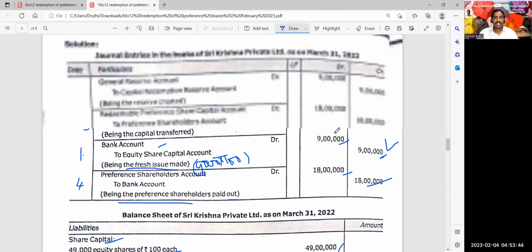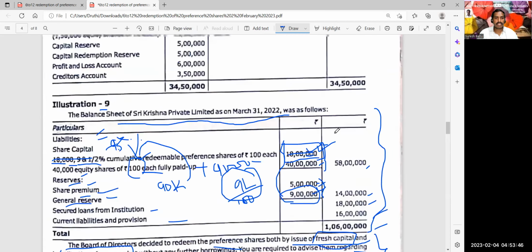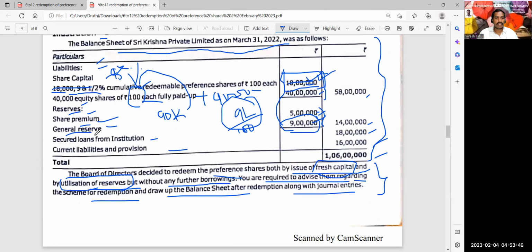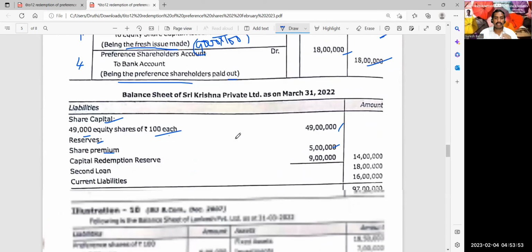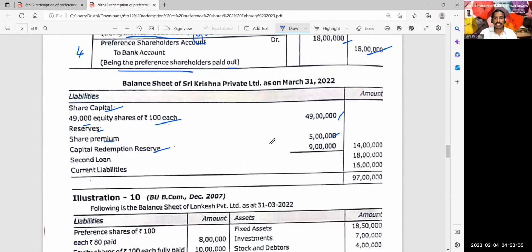Then there is capital redemption reserve which we have created by writing the journal entries. Okay, this is not the general reserve. We have instead capital redemption reserve. How much? That is 9 lakh rupees. So in total, we have total 14 lakhs. This is what shareholders funds. Now we have secured loans. We have not touched, no change, 18 lakhs. Current liabilities and provisions, 16 lakhs. So totally you have 97 lakhs.